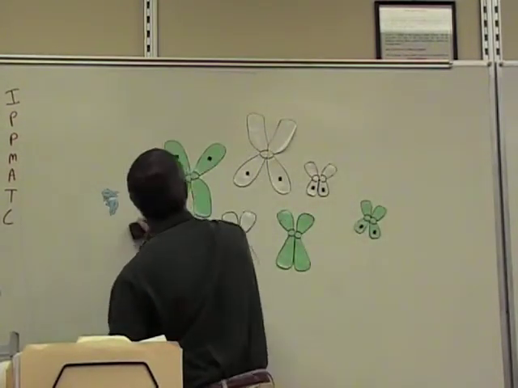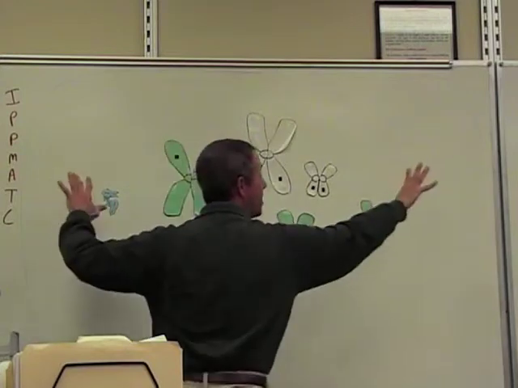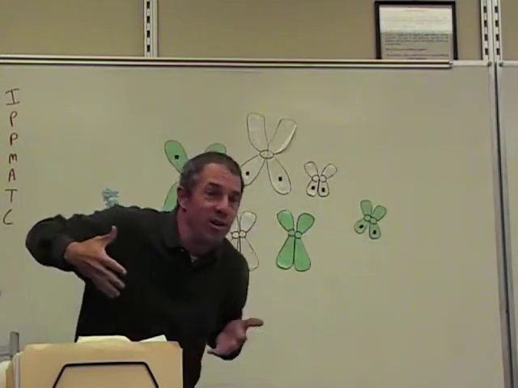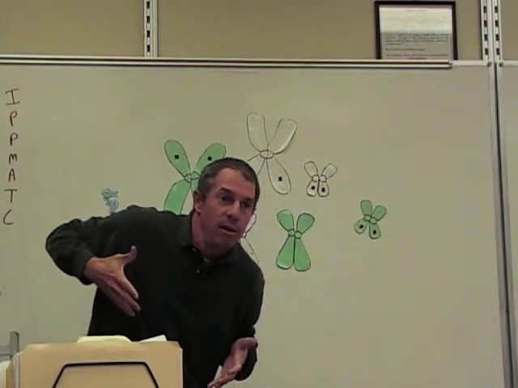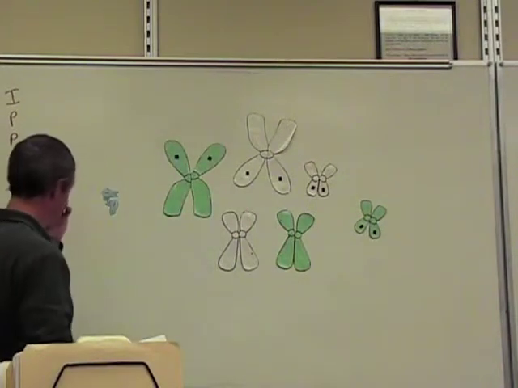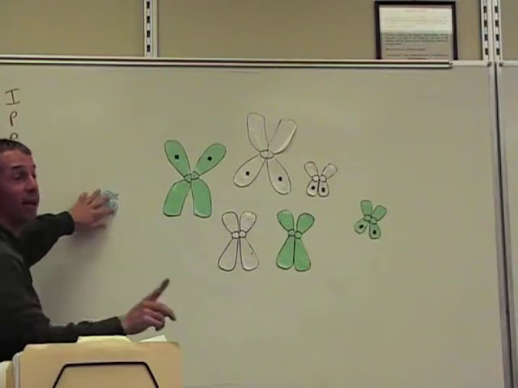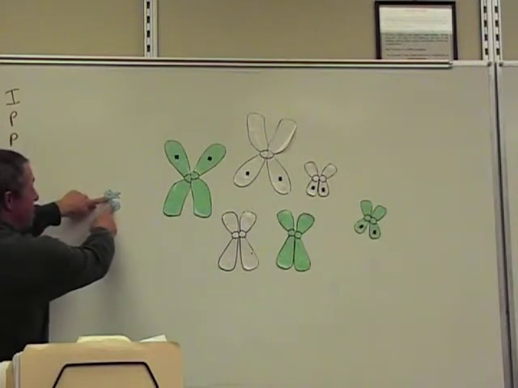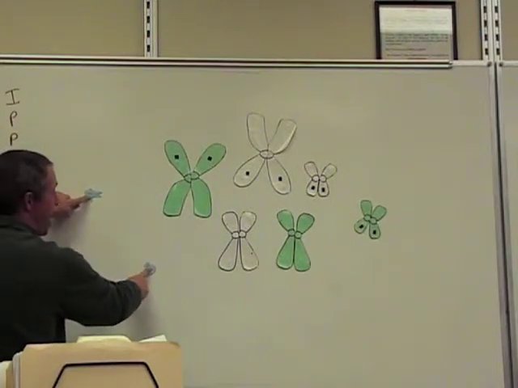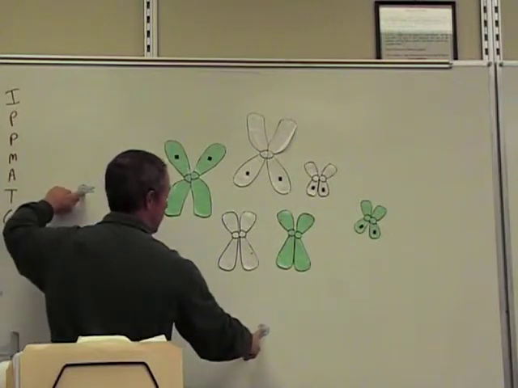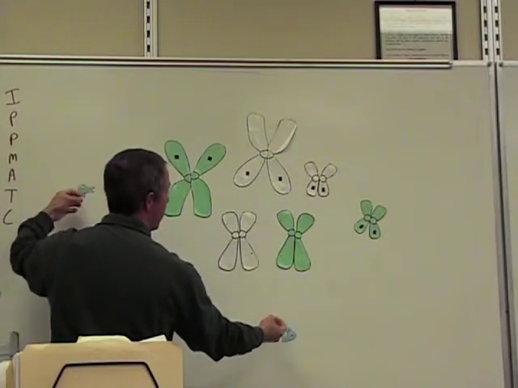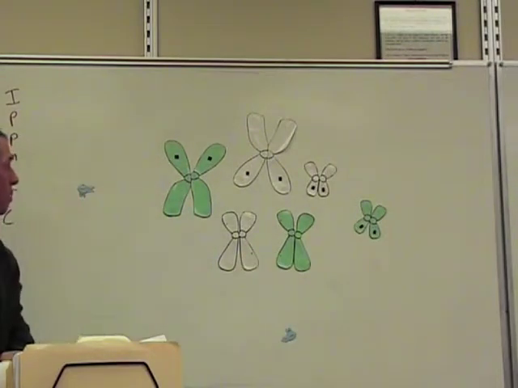Why would the nuclear membrane dissolve? Well, we want to move these things around, and it's hard to do with a nuclear membrane around. Another important thing is these centrioles start moving towards opposite sides. They start shooting out spindle fibers. This is still prophase.